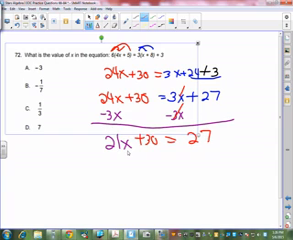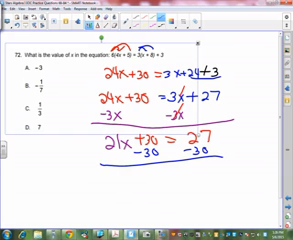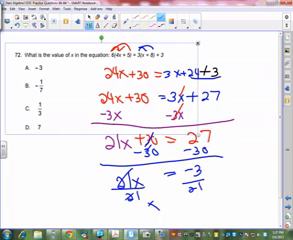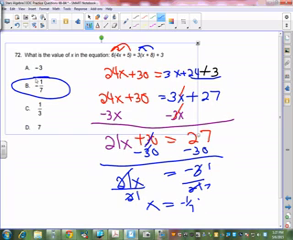Now that we have the variables on the left side, let's move this 30 to the right side by subtracting. We'll bring down that 21x. The 30s canceled. 27 minus 30 is negative 3. Divide by 21 each side. 3 goes into itself once, into 21 7 times. So negative 1/7 is the answer. That answer is B.